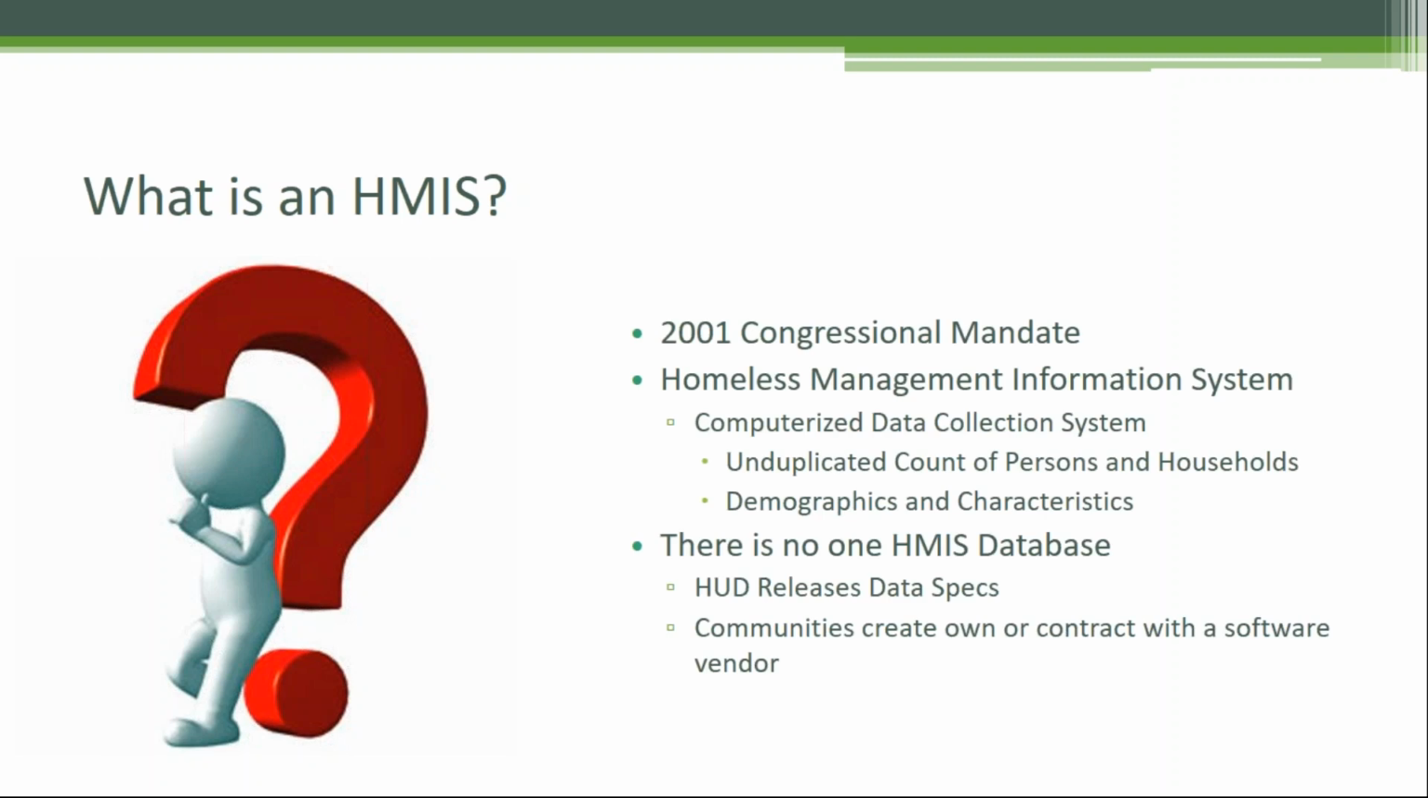Back in 2001, Congress said, we want to have a homeless management information system. We want to have this data collection system be computerized, and we want it to produce an unduplicated count of all of the persons and households that are receiving homeless services. We also want to be able to report out on the demographics and characteristics of persons receiving homeless services.